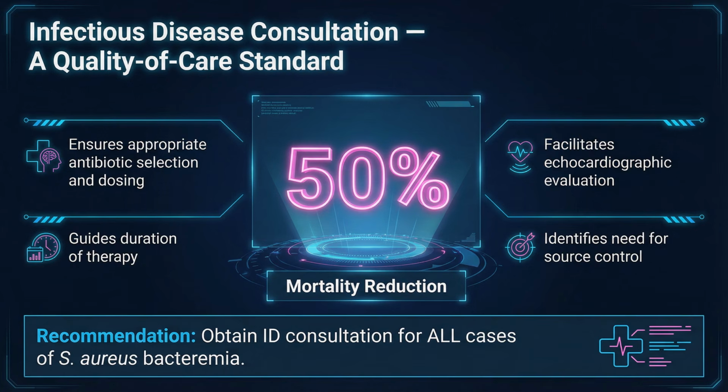As I mentioned in our 5 pillars, infectious disease consultation is now considered a critical quality of care standard. The data are clear. Involving an infectious disease specialist for Staphylococcus aureus bacteremia is associated with an approximately 50% reduction in 30-day mortality. The benefits are numerous. Infectious disease specialists help ensure appropriate antibiotic selection and dosing, guide the duration of therapy, facilitate the appropriate echocardiographic evaluation, and identify the need for source control. The recommendation is simple and direct. Obtain an infectious disease consultation for all cases of Staphylococcus aureus bacteremia.